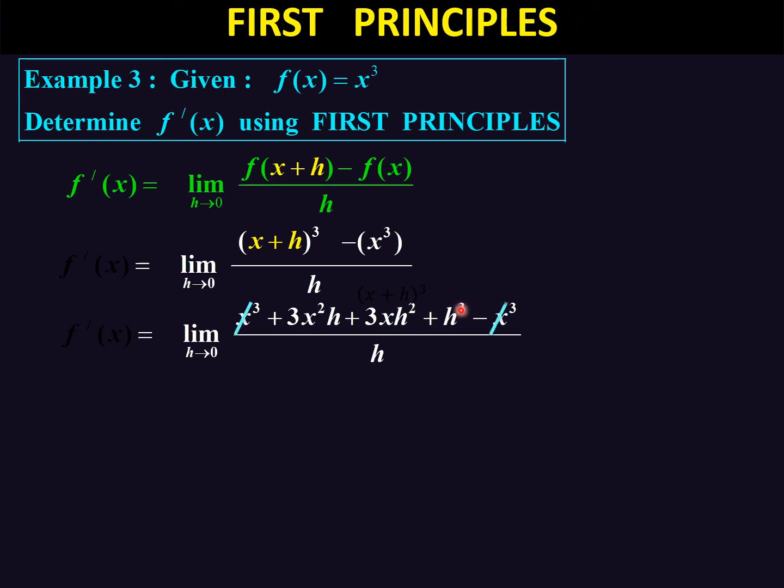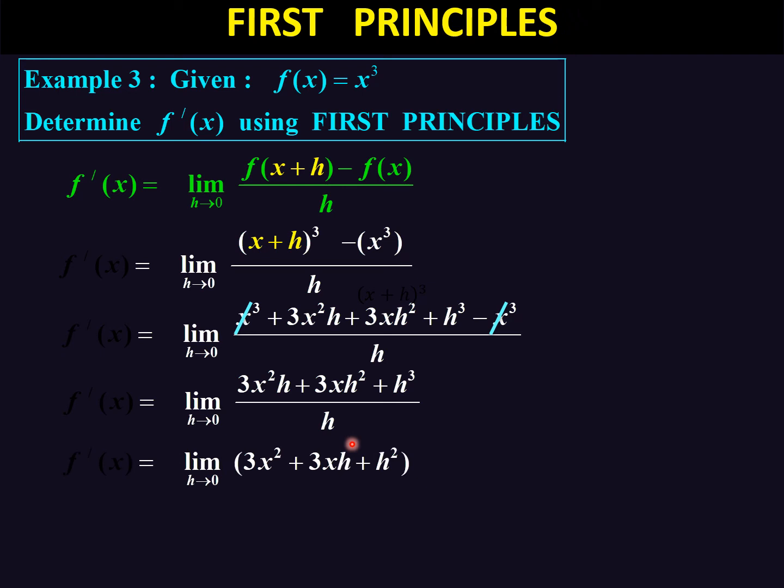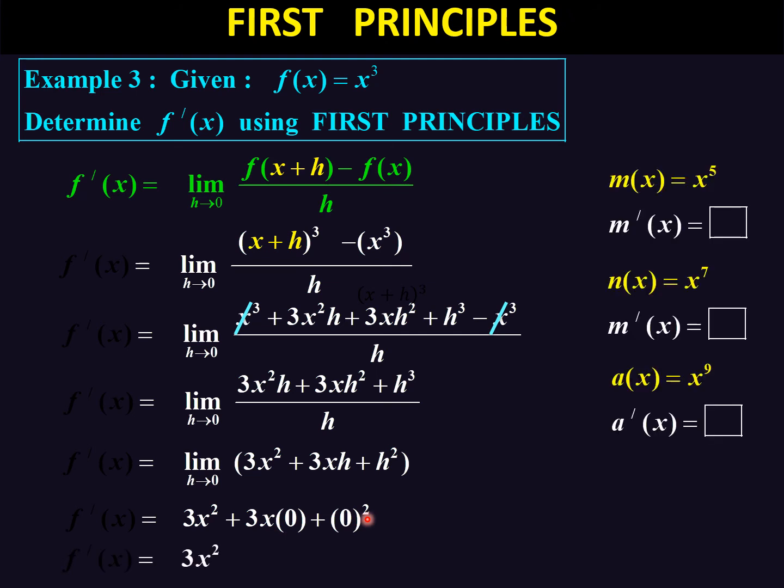There are some terms that can cancel each other out, and I end up with that. H is not 0, so I can divide by h. That gives me this expression, which is a polynomial. Therefore, I can find the function value. So h becomes 0, that becomes 0, that becomes 0, and I end up with 3x squared.